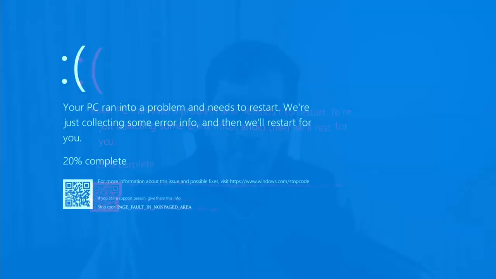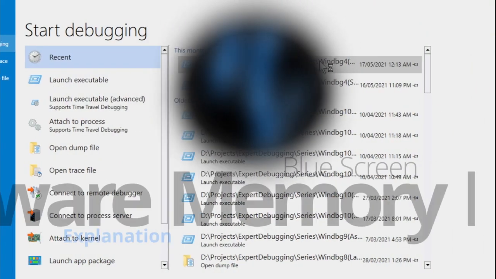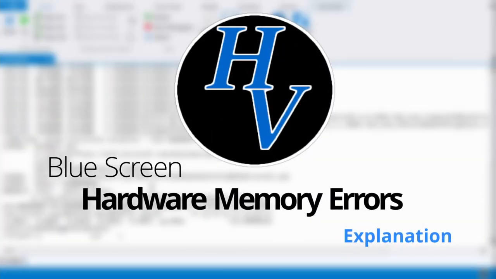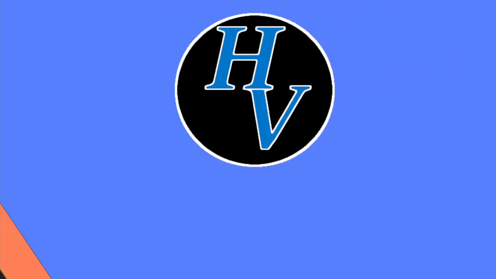Let's see more blue screens. This time, memory errors caused by hardware. So the computer gets a blue screen, and it's a bit scary because it could be a hardware error. Most of the time, it's not a hardware error, so updating Windows drivers would solve the problem. There are some errors which are more relevant as hardware errors.